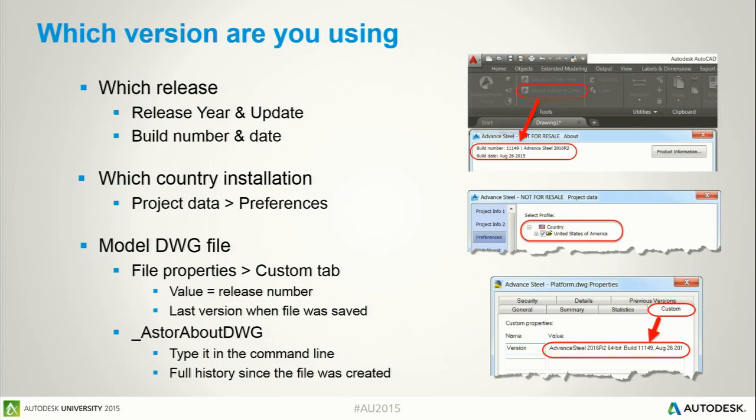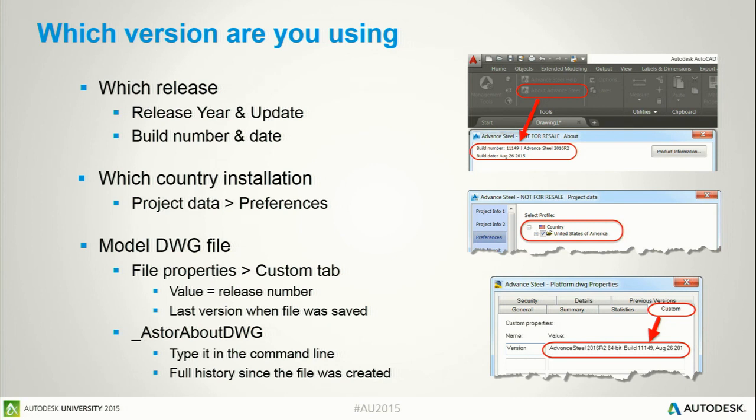The next thing I would like to mention quickly is how can I know which version I'm using and how can I know with which version I saved my file. So to know which version you are using, it's quite easy. There is an About dialog where you can know which version of Advanced Steel you are using. So on my side, I'm using the 2016 R2. I know the build number, I know the build date.